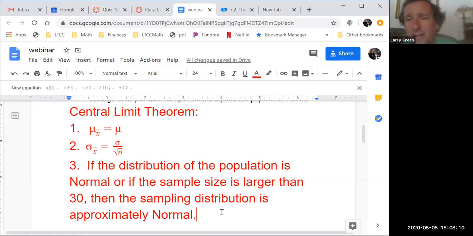Okay, where have you seen 30 before? Where have you seen larger than 30? Yeah, in your project. I did that because I wanted to hammer in that number. This is for quantitative data. That was your project. When you have quantitative data, you want to have a sample size larger than 30 so that you can do analysis on it.